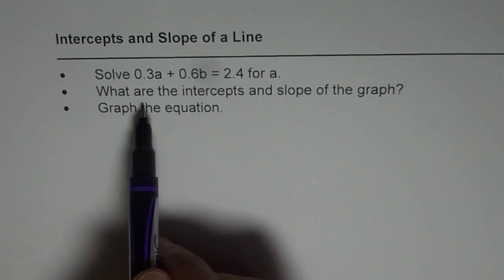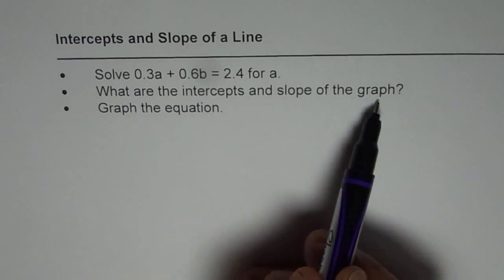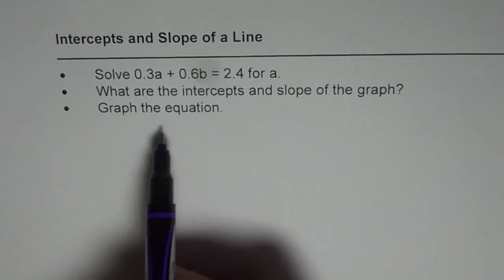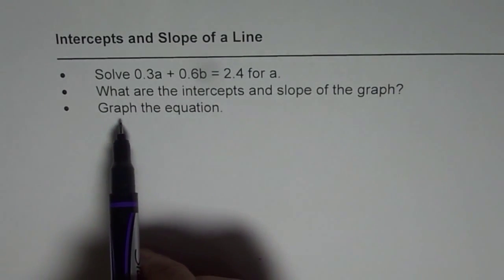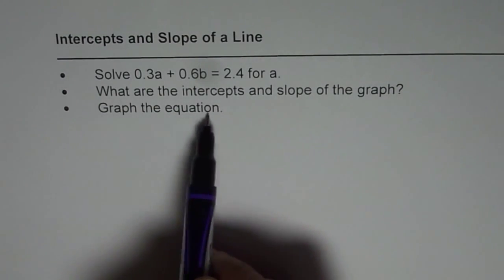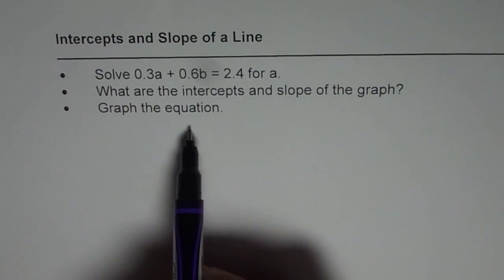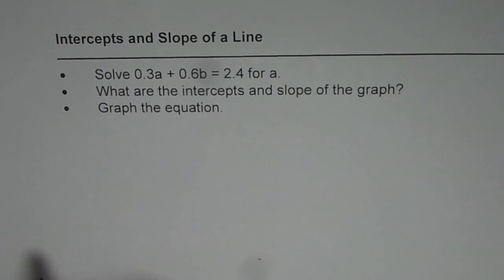Part B is, what are the intercepts and slope of the graph? If you graph this equation, what is going to be the slope and what is going to be the intercept? And C is, graph the equation. So you need to do all this for the given equation. You can pause the video, answer, and then look into my suggestion.